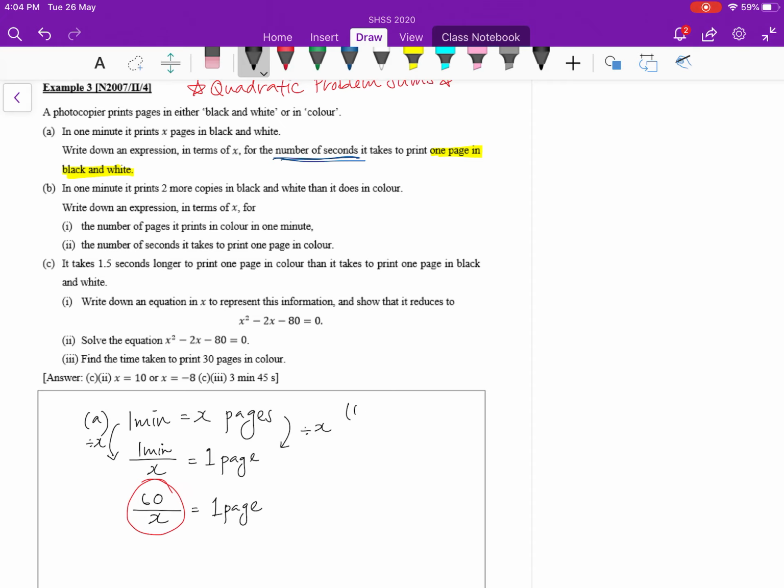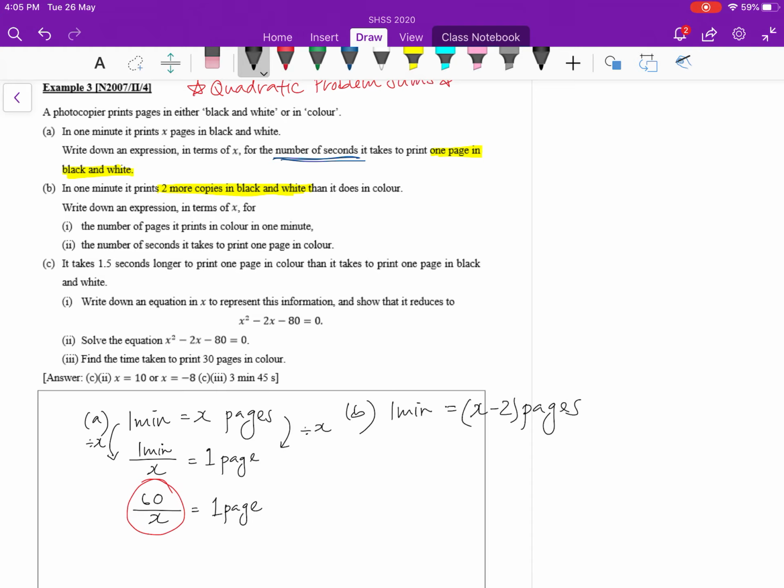Let's do part B. Now part B says, in 1 minute, it prints 2 more copies in black and white than it does in color. So write down an expression in terms of X for the number of pages it prints in color in 1 minute. So in 1 minute, instead of printing X pages, it prints 2 fewer because black and white is faster. It says 2 more copies in black and white, so color is fewer pages. So it's X minus 2 pages.